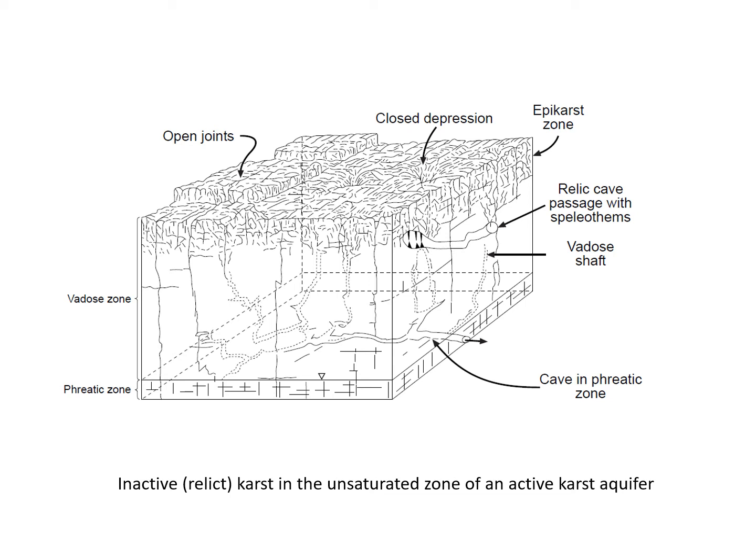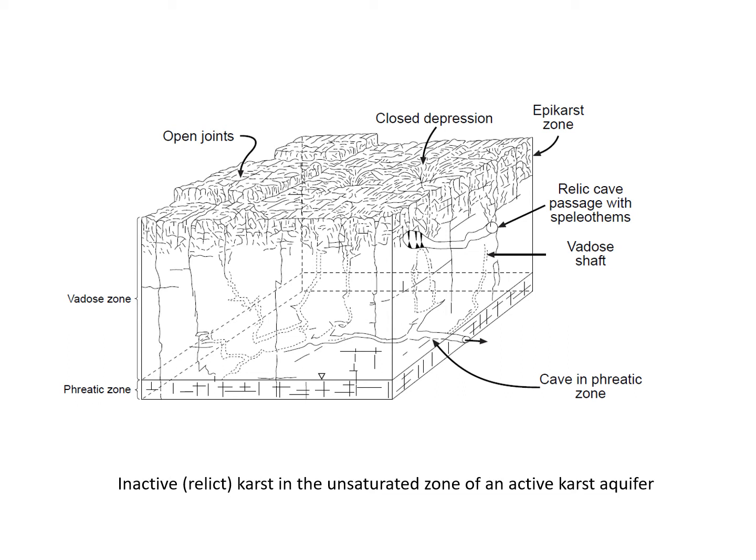On the left-hand side, we have the vadose zone labeled, which, as I mentioned previously, is the unsaturated zone from the surface all the way down to the water table. And in the water table, in the karst literature, often it's also called the phreatic zone, or the phreas. So this is the saturated zone. And on the bottom right-hand side, we see some caves which are still part of the active hydrogeological system. There's a cave in the phreatic zone, and there's water running through it.